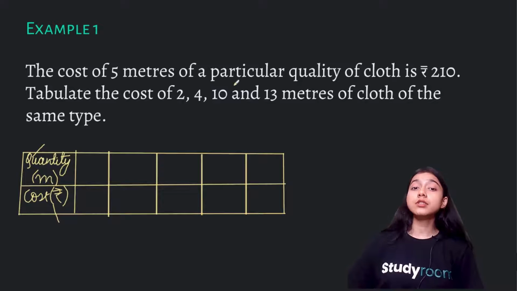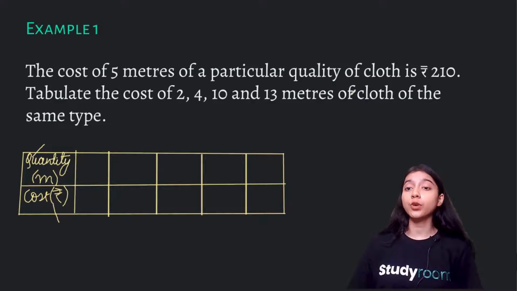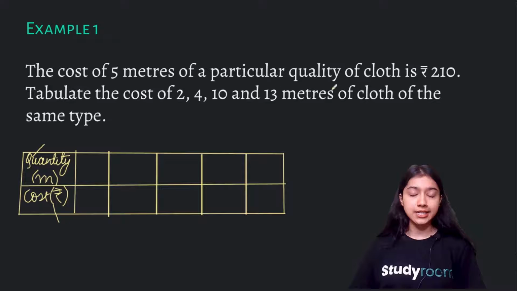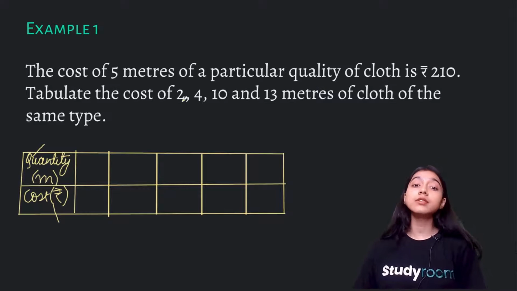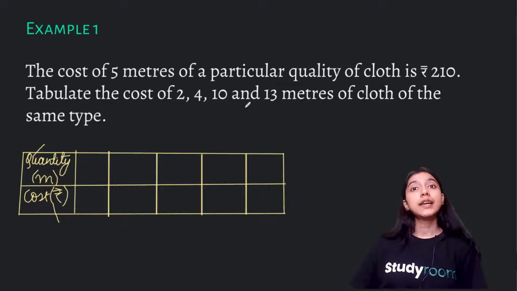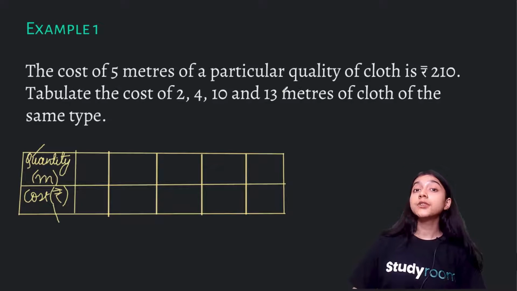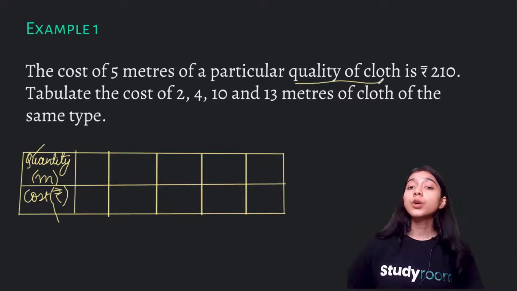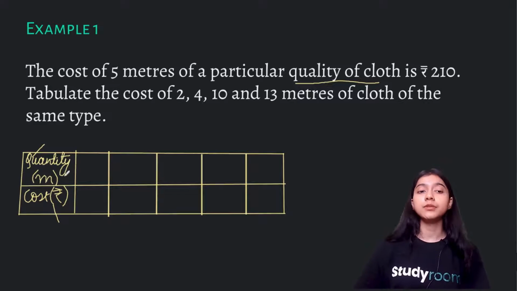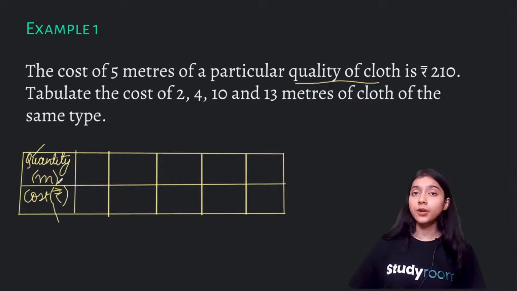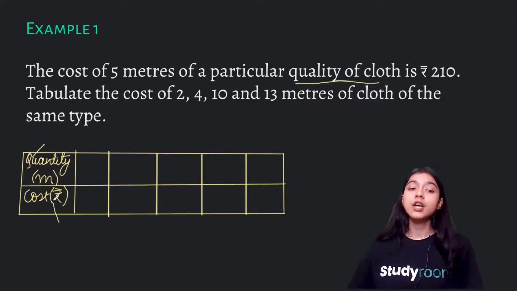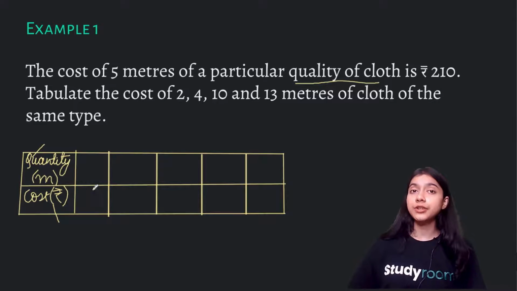Over here, the cost of 5 meter of a particular quality of cloth is given as rupees 210, and we have to find out the cost of 2 meters, 4 meter, 10 meter and 13 meter of cloth which is of the same type. Now, the first thing that has been given to us is the quantity of cloth. So this can be taken as the first parameter or the first variable. So I wrote quantity of cloth, which is represented in meters, in the first block, and then what we have to do is to write the second variable, that is its cost. So cost in rupees is the second variable given to us.